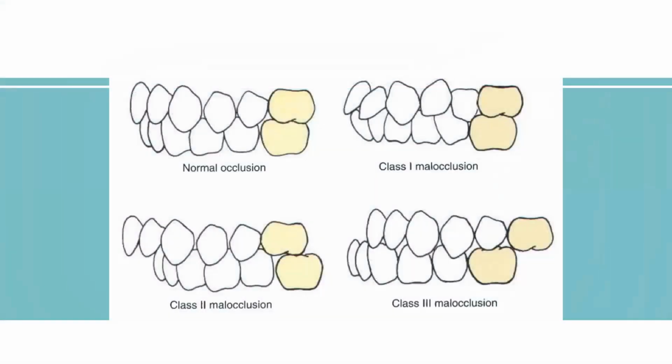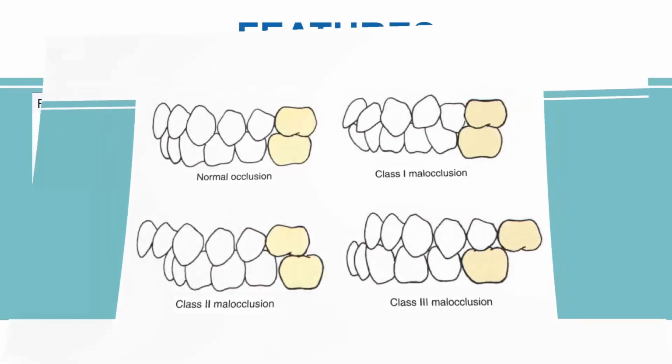It's classified into Class 1 molar, Class 2 and Class 3. Class 3 molar relationship is where the mesiobuccal cusp of the maxillary permanent molar falls distal to the mandibular first molar, which means the mandible is ahead of the maxilla. Anteriorly, the canine is also in a Class 3 relationship, where the mesial arm of the canine falls on the mandibular premolar. When it comes to the incisors, there are two possibilities. The lower incisors can be ahead of the upper incisors, or it can be an edge-to-edge relation.